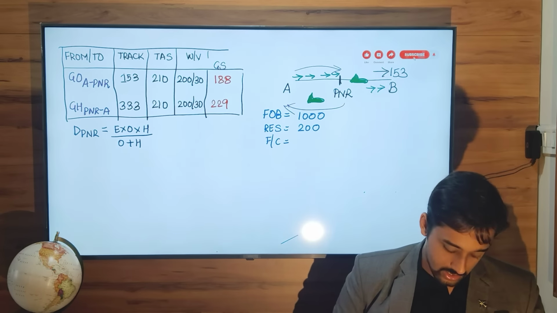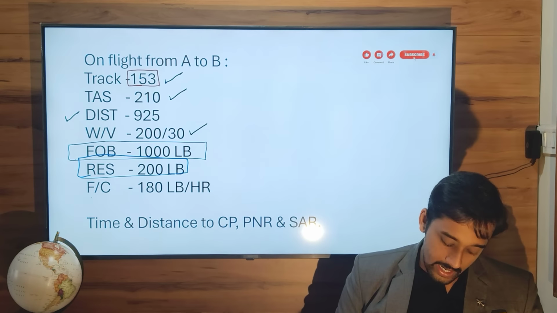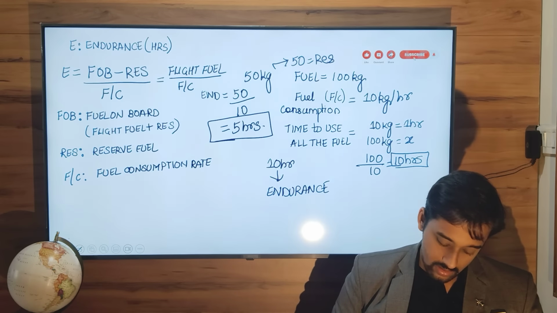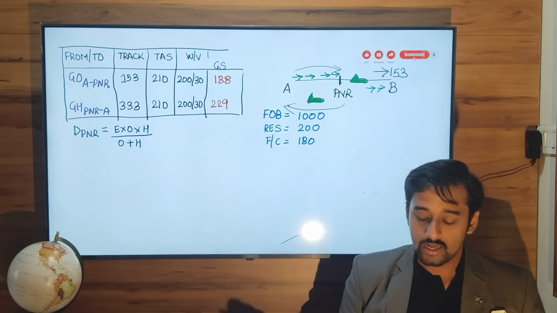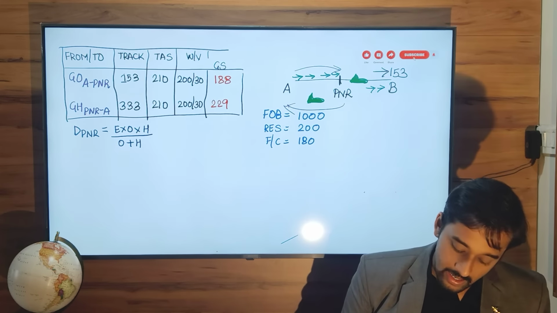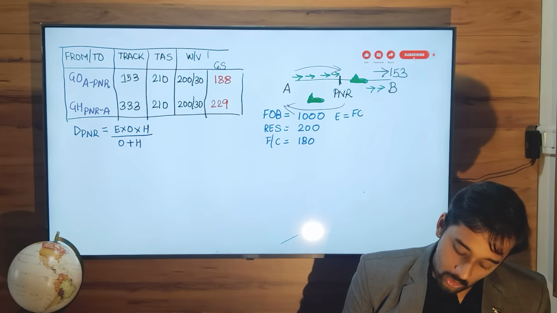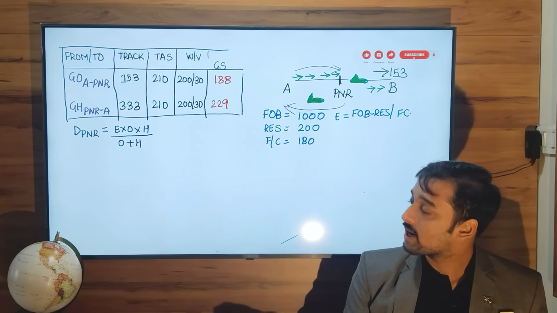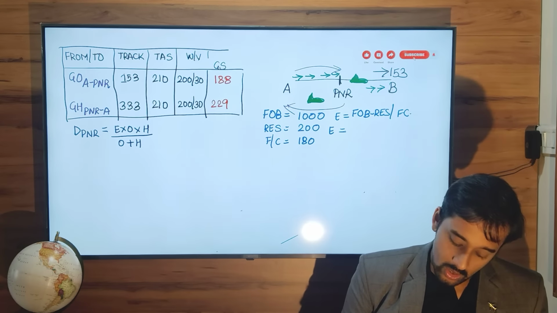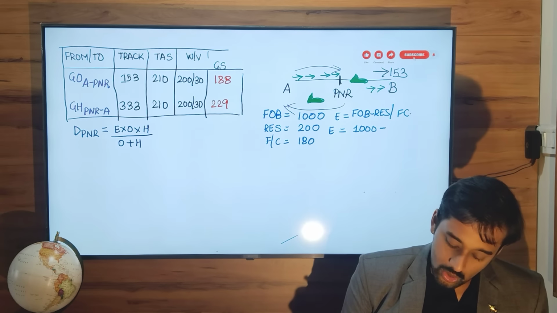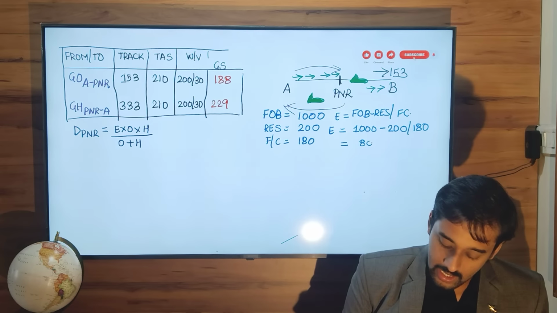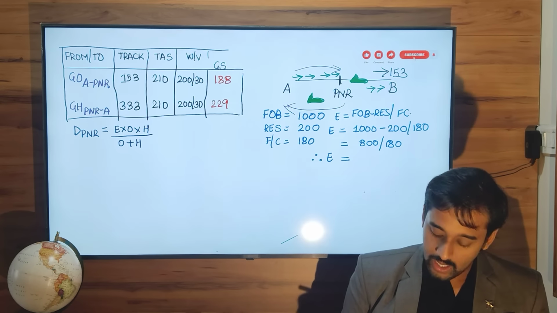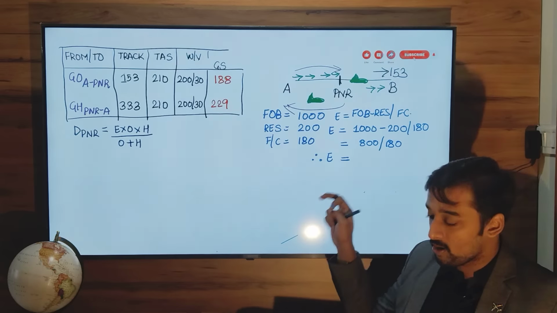Fuel consumption is how much? It is equal to 180. So let's find out. Endurance equals fuel on board minus reserve fuel divided by fuel consumption. Correct? Substitute the values. Endurance equals 1000 minus 200 divided by 180. So 1000 minus 200 is 800, divided by 180. So endurance is equal to 800 divided by 180.